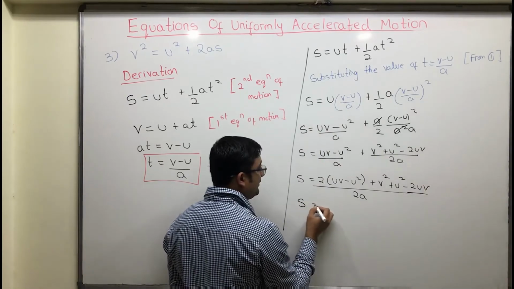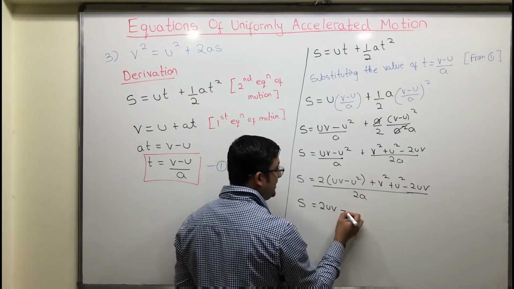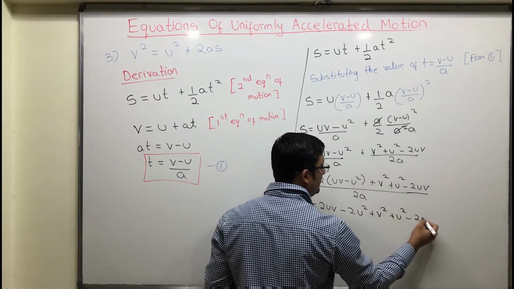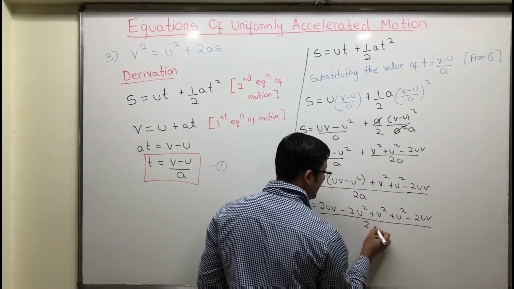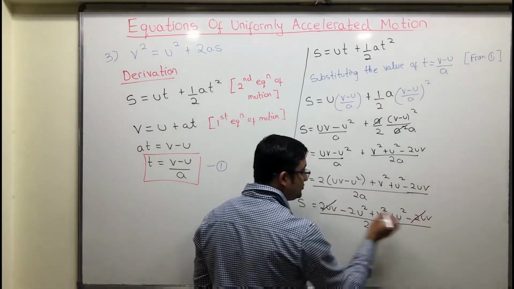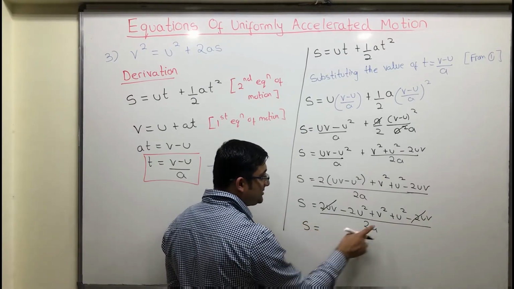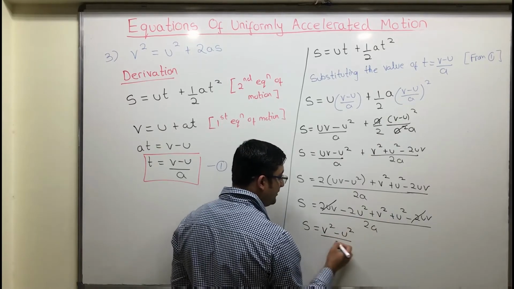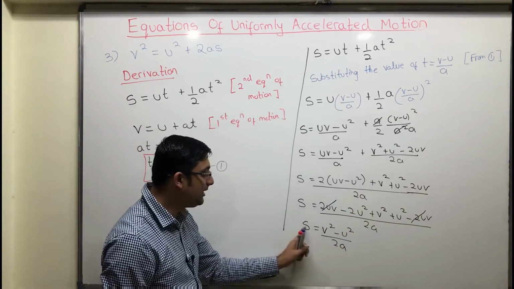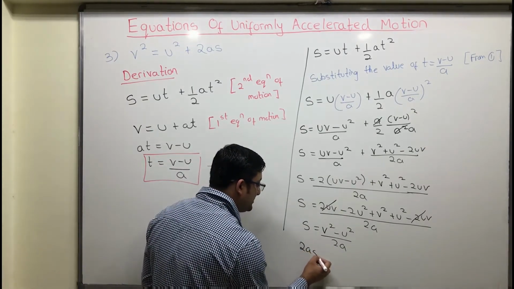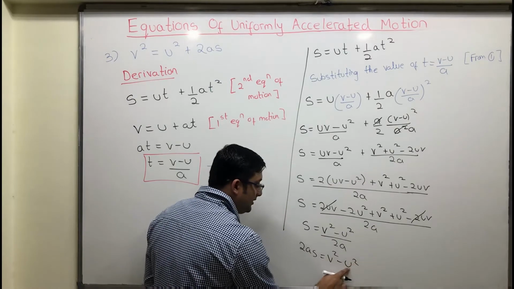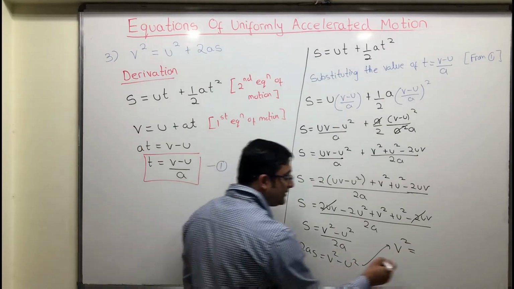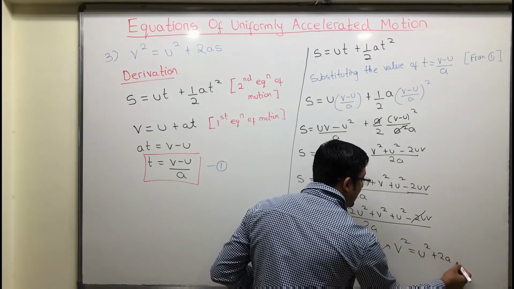So let's open this. s is 2uv minus 2 into u square plus v square plus u square minus 2uv by 2a. So as you can see, plus 2uv minus 2uv cancels off. From here we get s is equal to v square minus 2u square plus u square, minus u square by 2a. Is this clear? We'll multiply these two. So we get 2as is equal to v square minus u square. Take u square over there. So from here we get v square is equal to u square plus 2as.